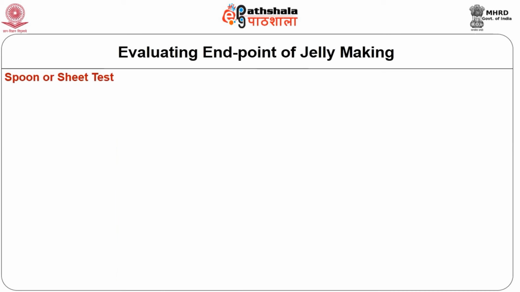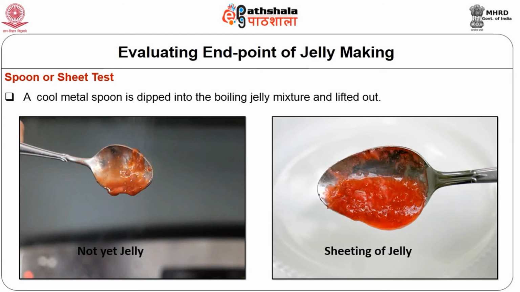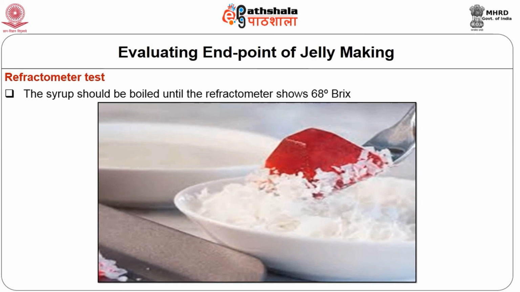Then the spoon or sheet test. A cool metal spoon is dipped into the boiling jelly mixture and lifted out. The drops will be light and syrupy when the mixture begins to boil. As the syrup continues to boil, the drops become heavier. When the two drops form together and sheet off the spoon, it indicates that the jelly point is reached. Next, the refrigerator test. The syrup should be boiled until the refractometer shows 68 degrees Brix.